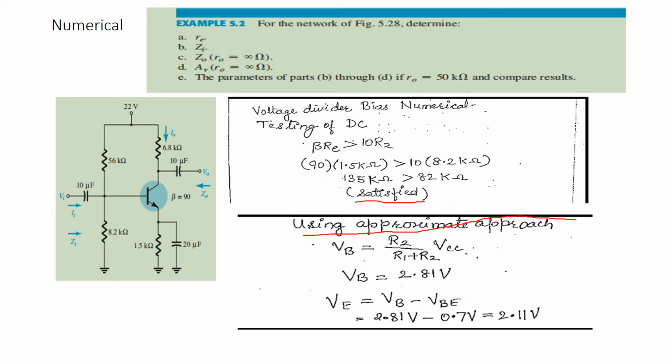Using the approximate approach, step 1 is to get the voltage VB, which is R2 upon R1 plus R2 times the supply. This is R2, this is your R1, this is RC, and this is your RE. So VB is equal to 2.81 volts. This is VB and this is your VE.